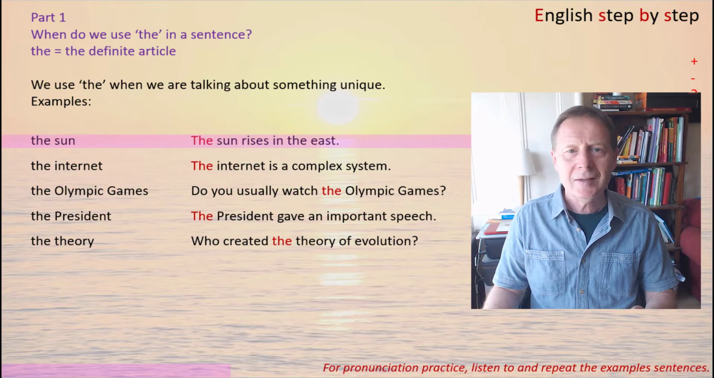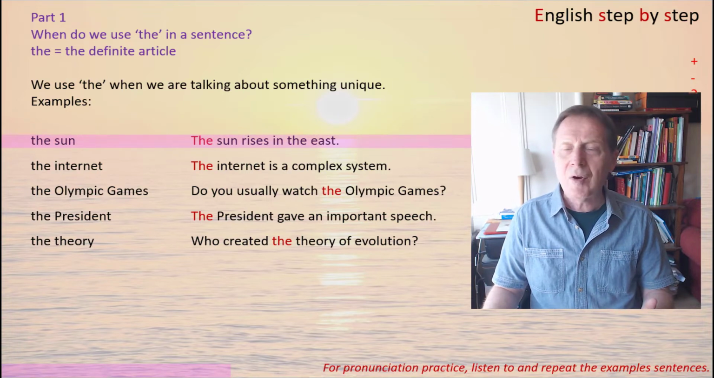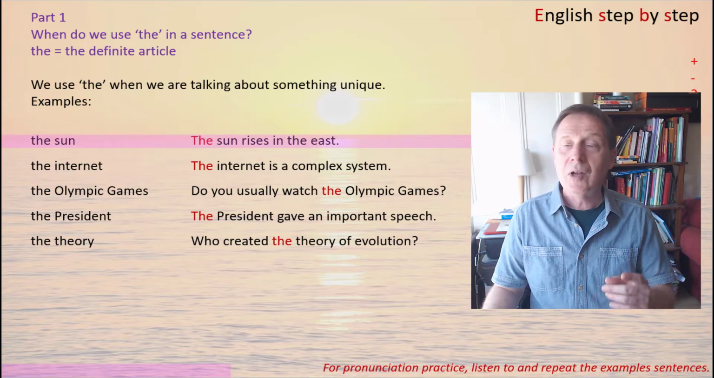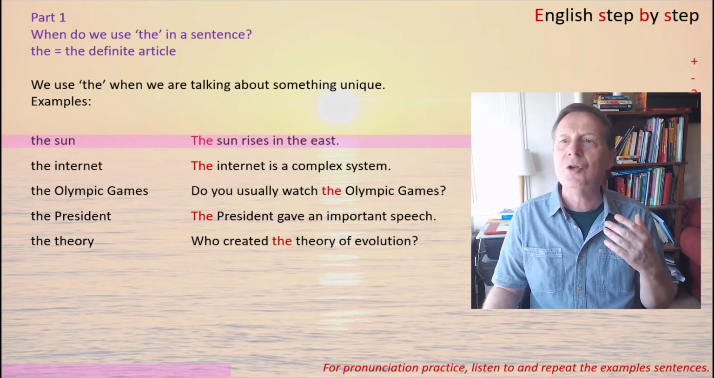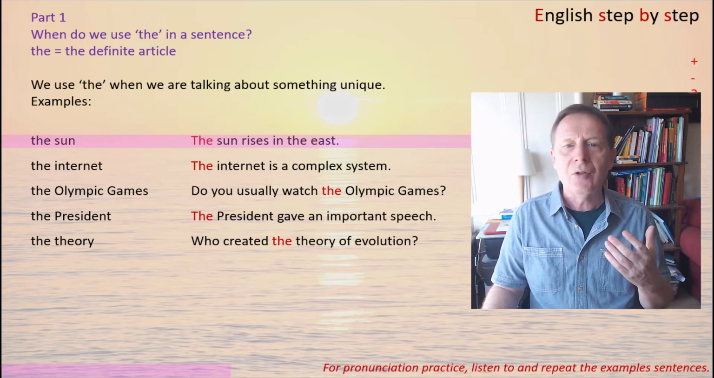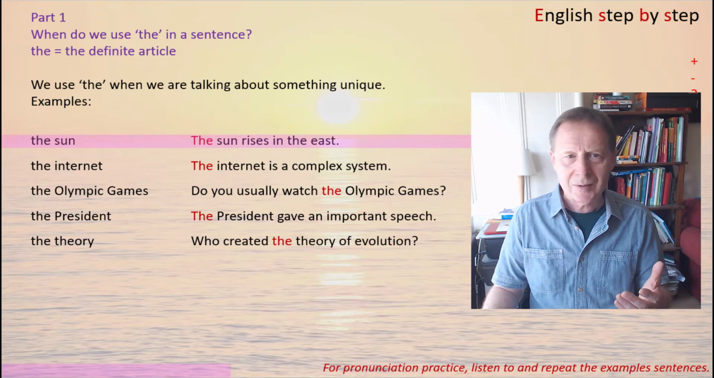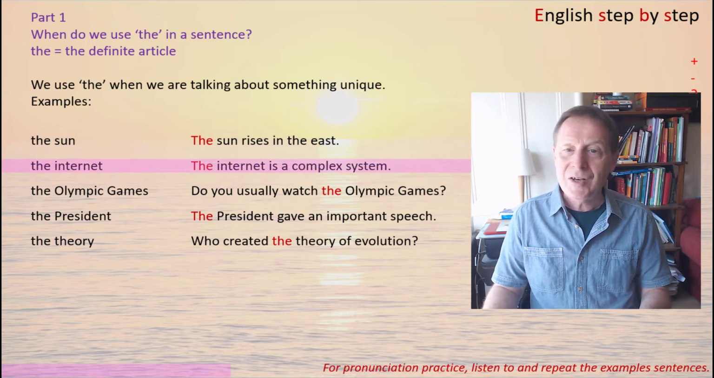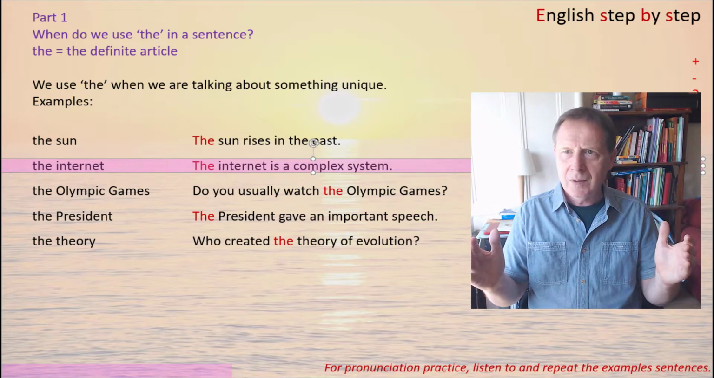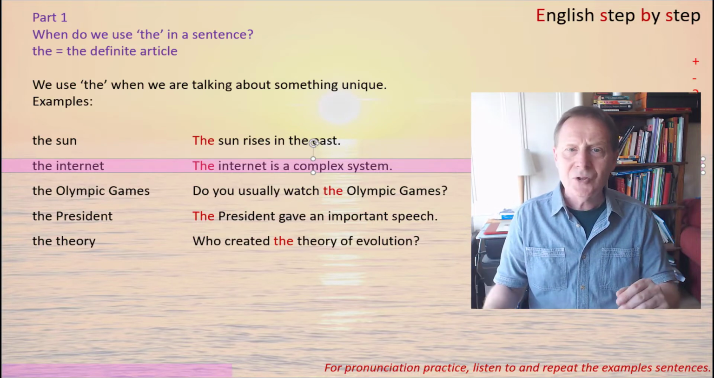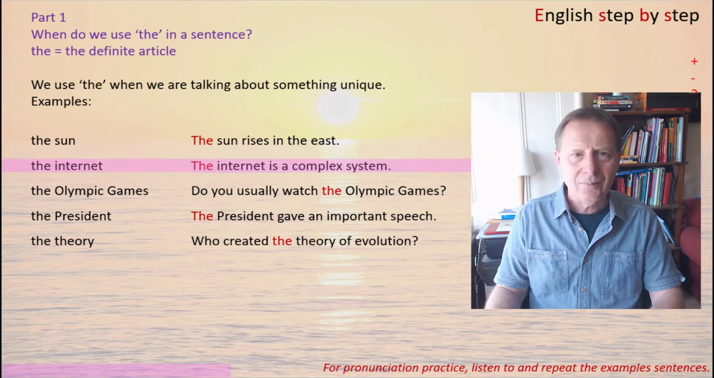Let's look at the sentences. The sun rises in the east. There is only one sun for our planet, so we have to use the. The sun rises in the east. The internet is a complex system. Now, if you're talking about one big system, it's unique, so it's the internet.